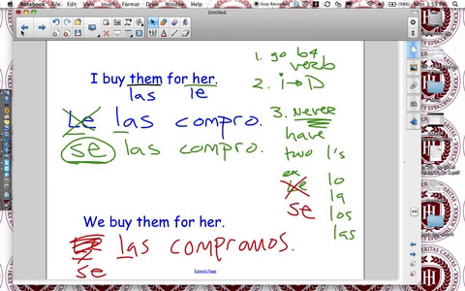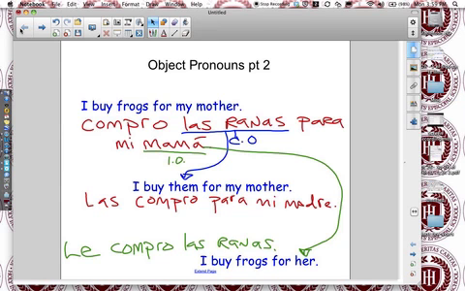Therefore, that's all there is to know about object pronouns. And we will continue to work with these both individually, as in individual assignments, as well as, of course, incorporating them into our stories.